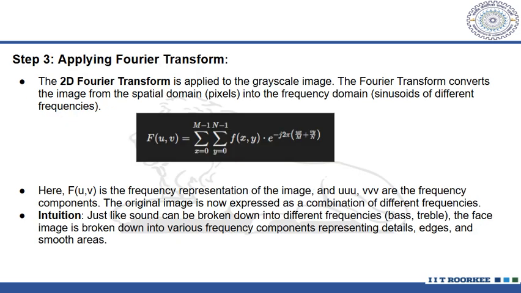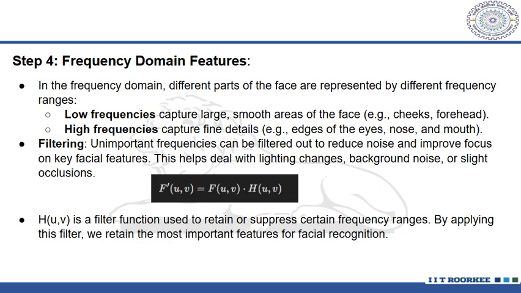Third, applying the Fourier transform. The 2D Fourier transform is applied, converting the image to the frequency domain. You can see the equation here. Now the image is expressed as a combination of frequency components. Step 4, filtering. In step 4, we apply filters to retain or suppress certain frequency ranges. The filtered frequency domain image is represented by H(u,v), where H(u,v) is the filter function that focuses on the most important frequencies.